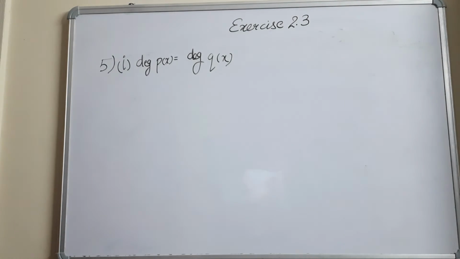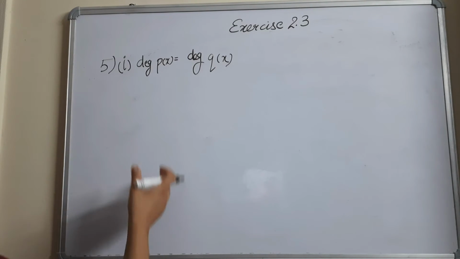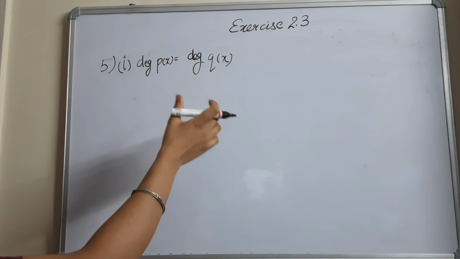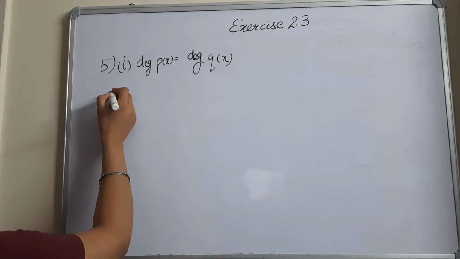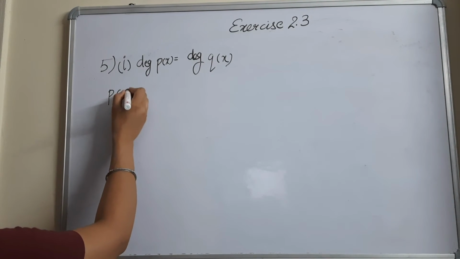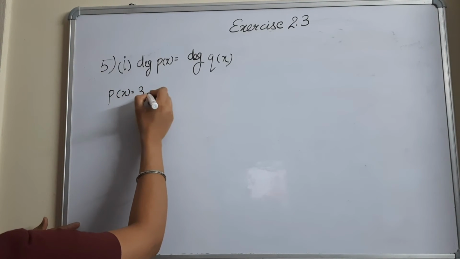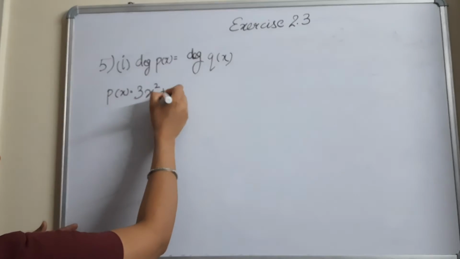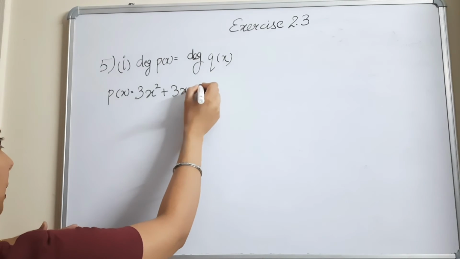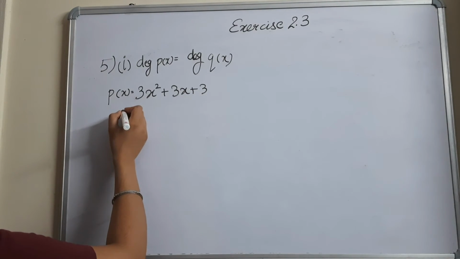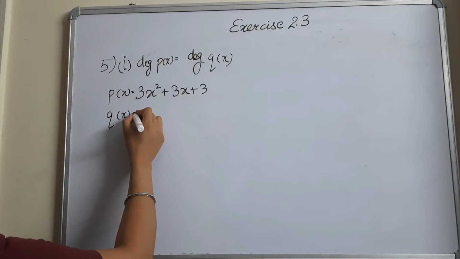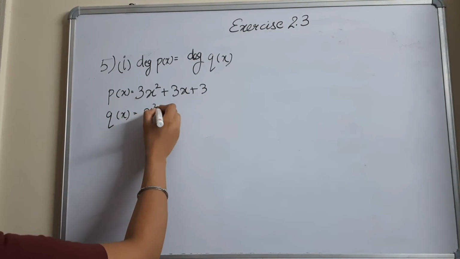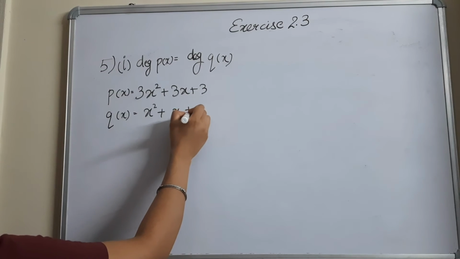You have to write in such a way that the degree of p(x) will be equal to the degree of q(x). Suppose I am taking a random example like p(x) is equal to 3x square plus 3x plus 3, and then I am taking q(x) as the same degree, x square plus x plus 1. Fine.